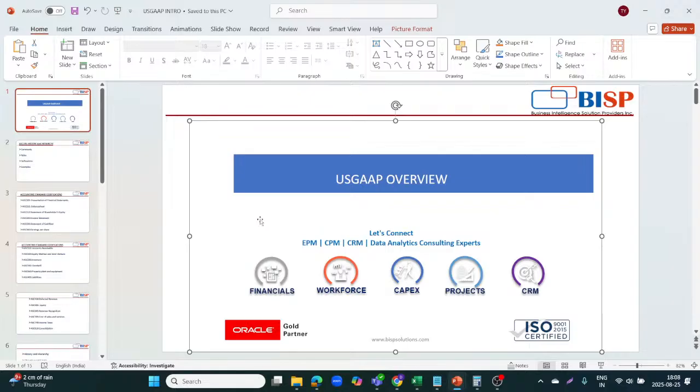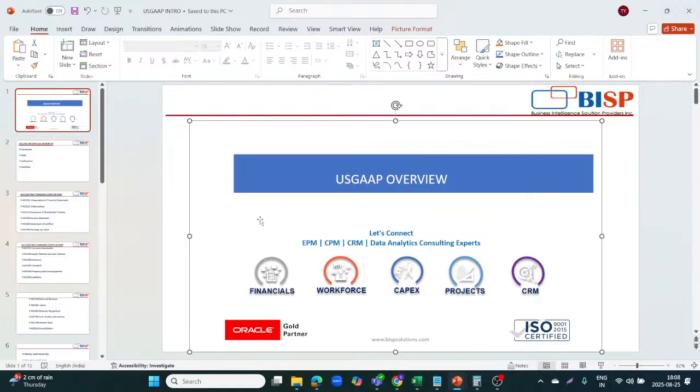It is the standard set of accounting rules and guidelines that US companies, including publicly traded companies, government agencies, and non-profits, must follow to ensure consistency, clarity, and comparability in their financial statements. These principles are developed and issued by the Financial Accounting Standards Board, that is FASB, to provide a unified framework for financial reporting. It allows investors, creditors, and regulators to make informed decisions based on trustworthy and transparent financial data.